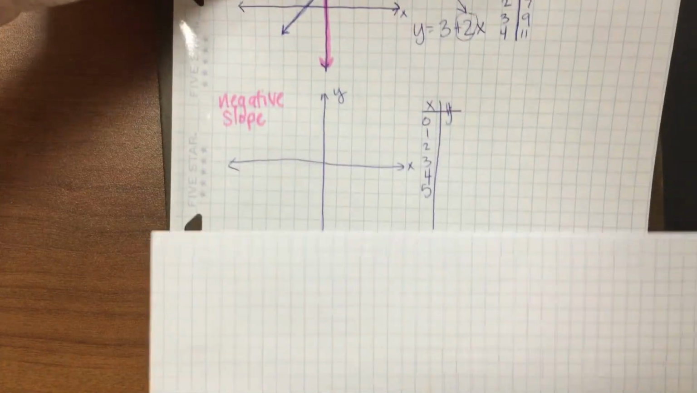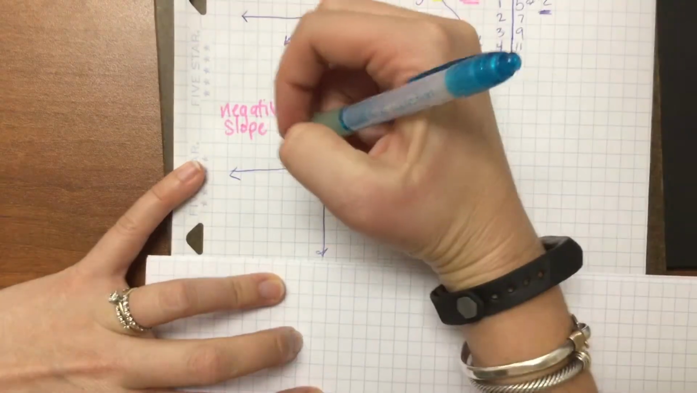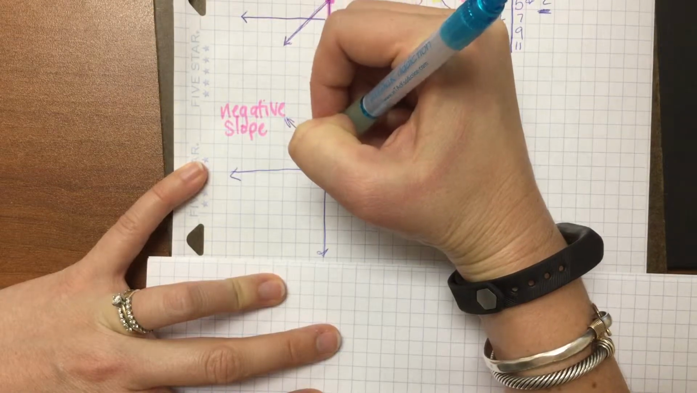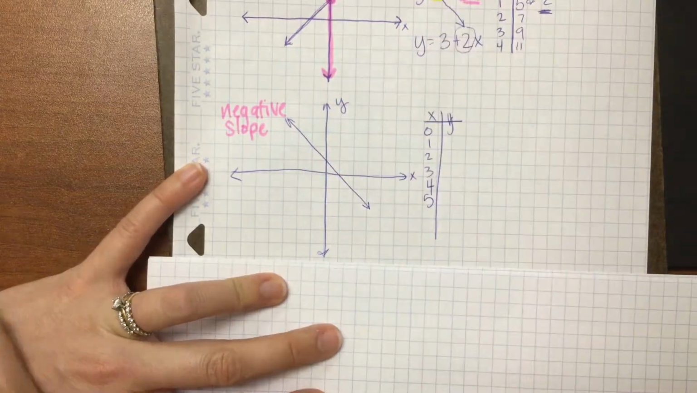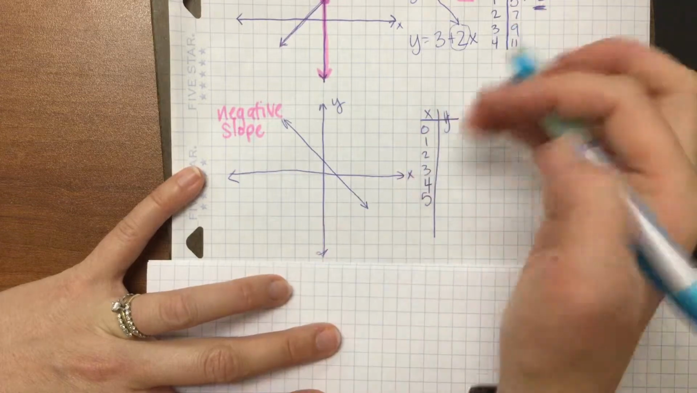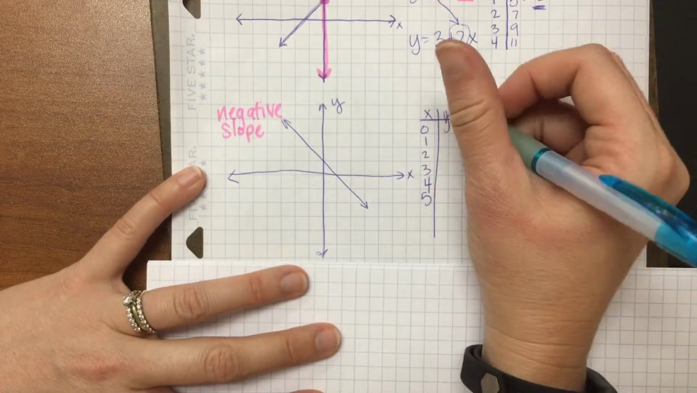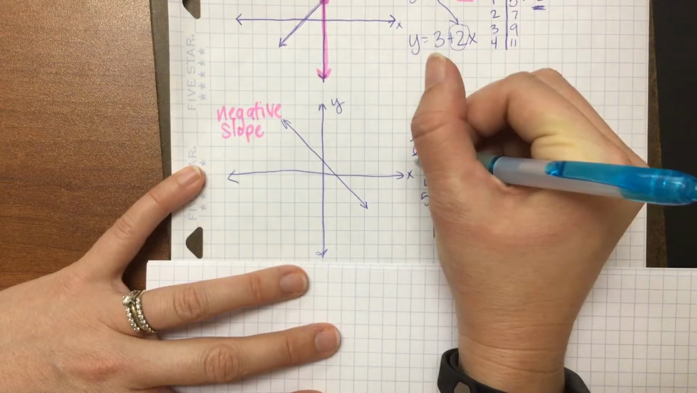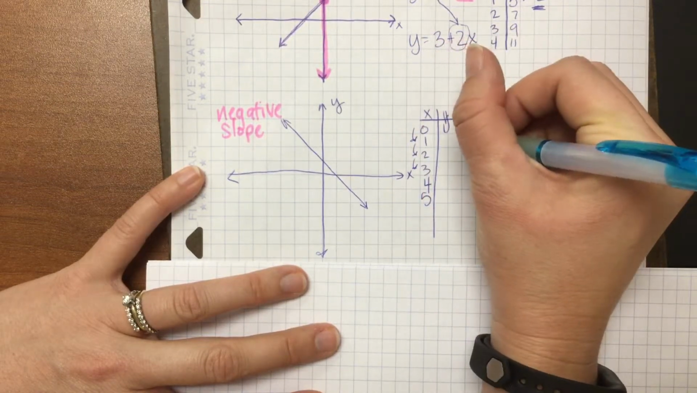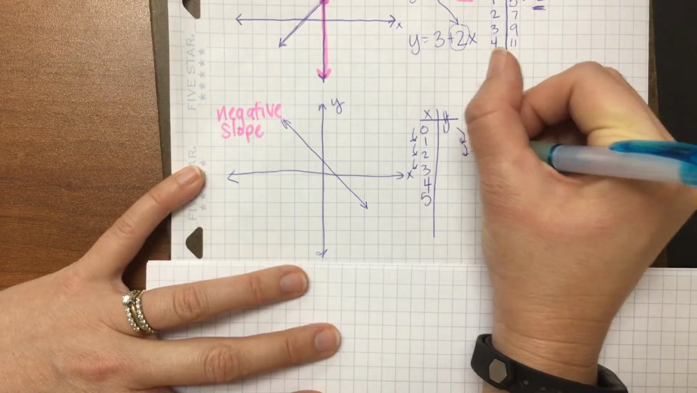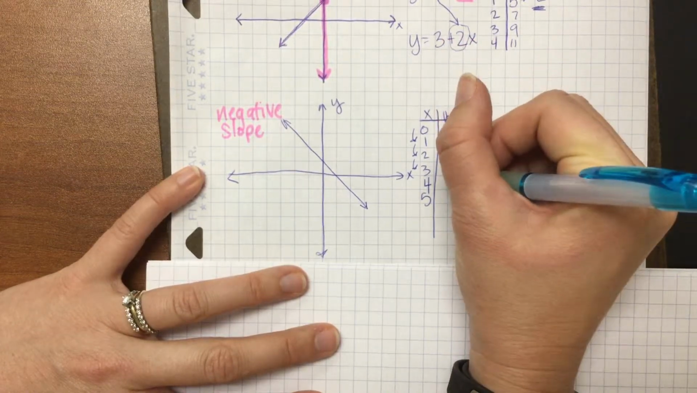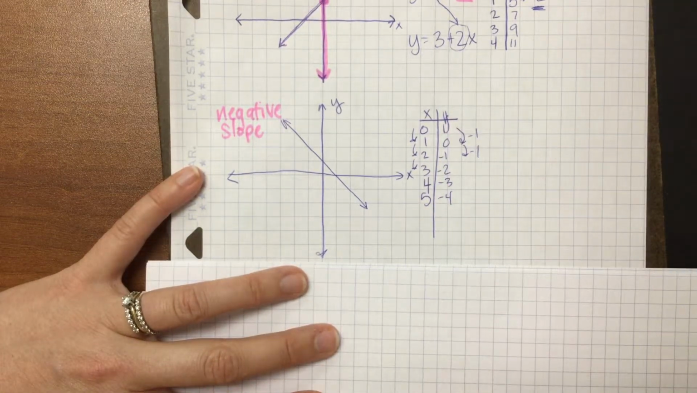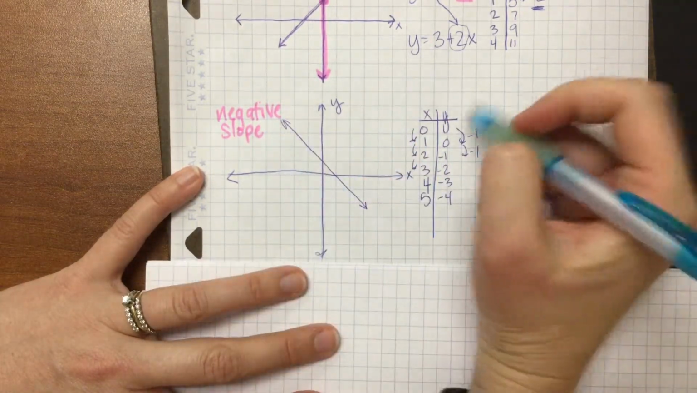If we are looking at a negative slope, we would have a line that is decreasing as you read it across left to right. In a table, every time our x increases by 1, our y would be decreasing by 1. Oops, -1, -2, -3. Okay, so a negative slope is a decreasing line.